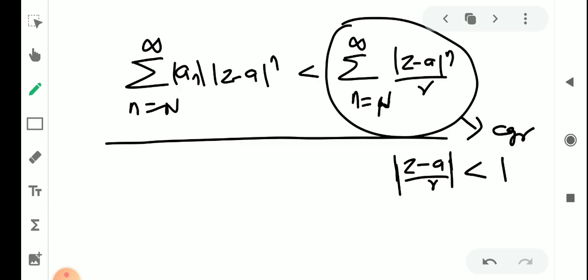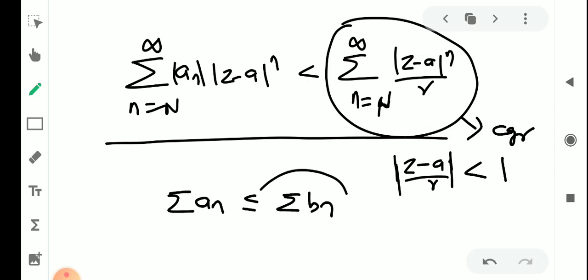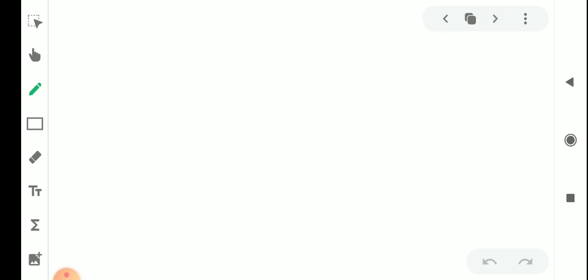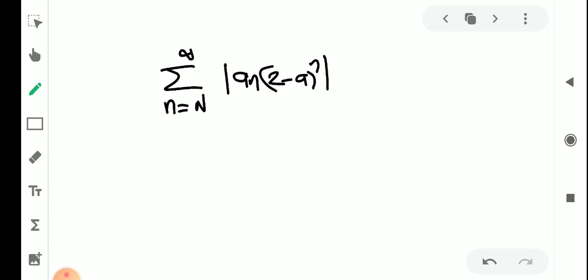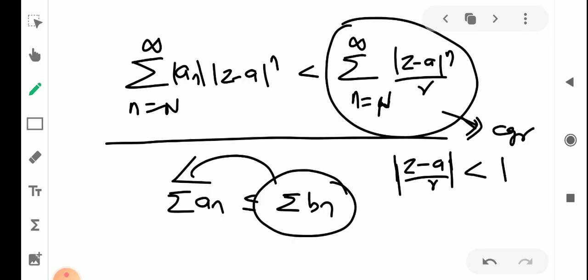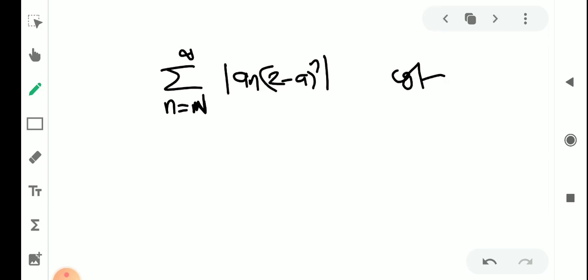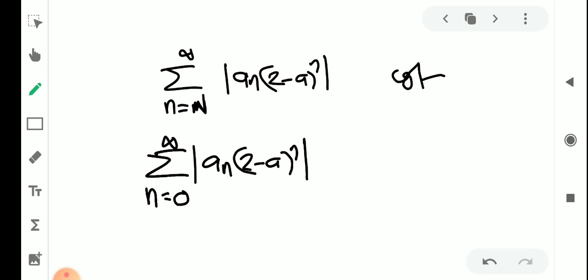We have the comparison test, that is if sigma a n is less than or equal to sigma b n, and if sigma b n converges then sigma a n converges. So the right side series converges. So the left side, sigma n equal to capital N to infinity mod a n into z minus a raised to n, also converges. Then what we need is not capital N to infinity, but sigma n equal to 0 to infinity a n (z minus a) all raised to n, its absolute convergence.